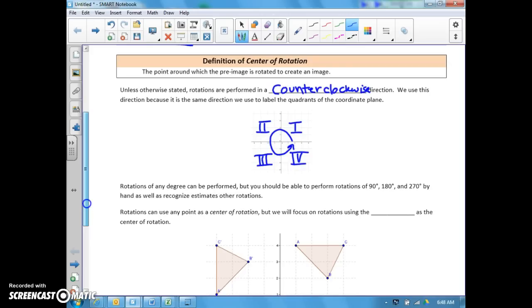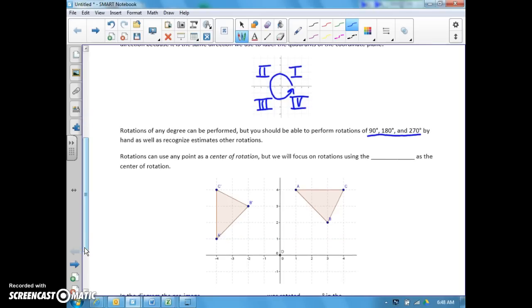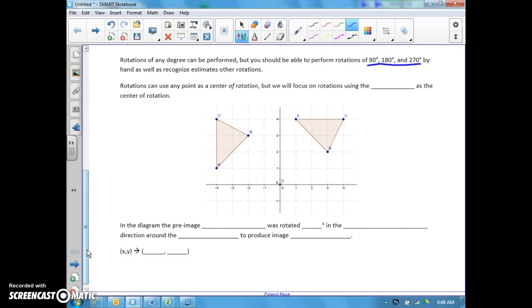Rotations can be of any degree, but you should be able to perform 90, 180, and 270 by hand, as well as be able to recognize estimates of other rotations. That's our expectation for you in this unit. Rotations can use any center of rotation, but we're going to focus primarily on using the origin as our center. We will occasionally do some others that don't use the origin, but the origin is our main goal here.